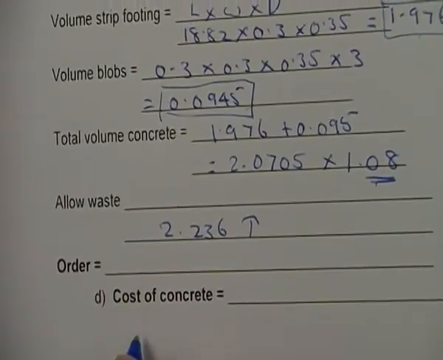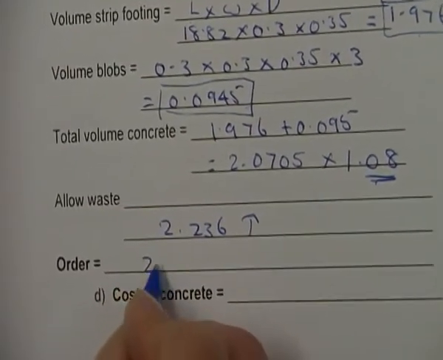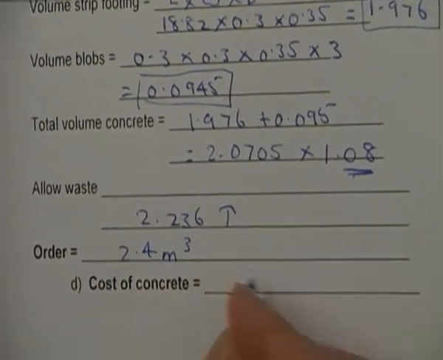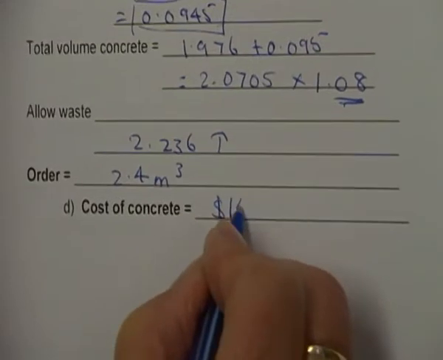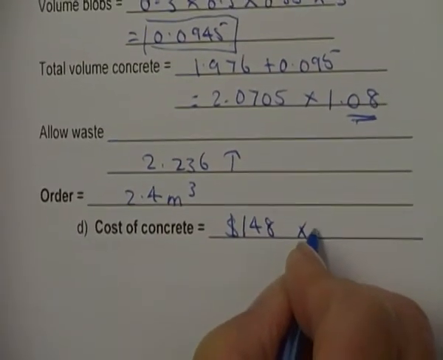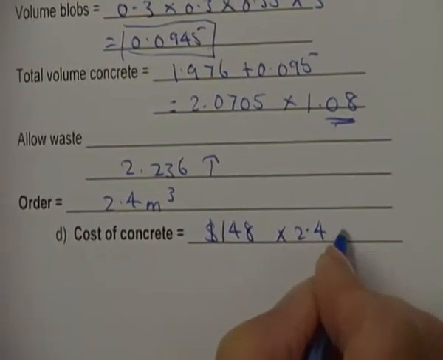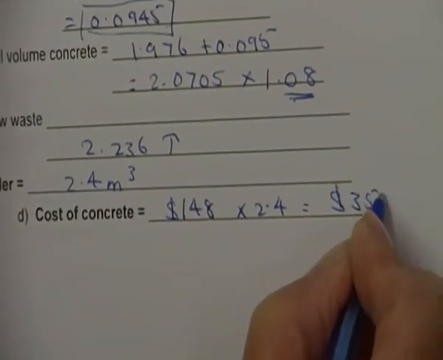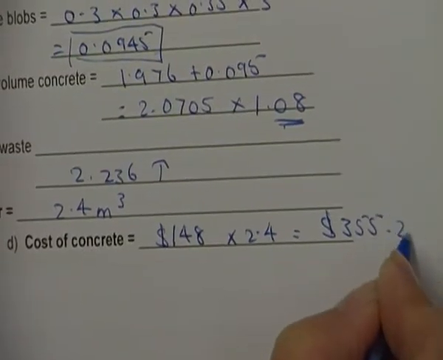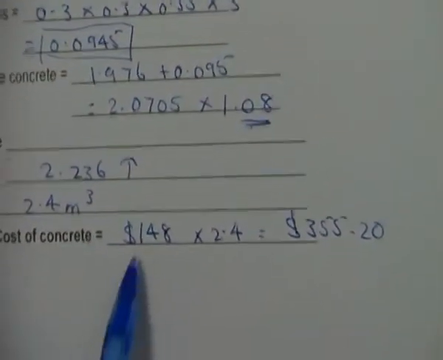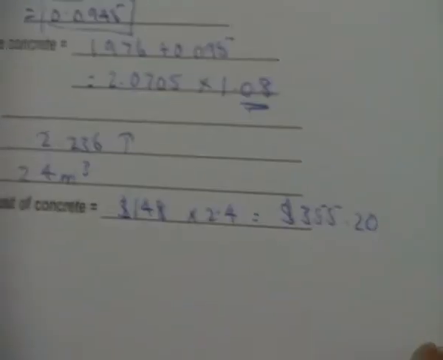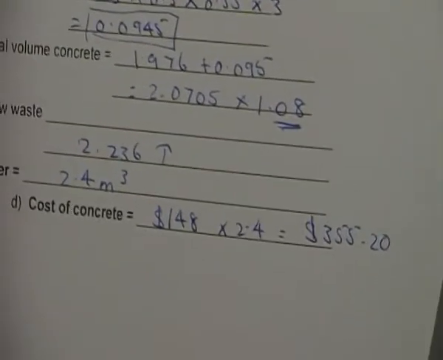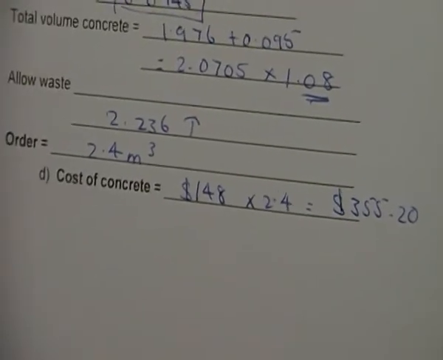Now I'm remembering it's concrete. I get an order of 2.4 metres cubed, and the cost of the concrete is $148. I'm going to times it by 2.4, so it's going to give me $355.20. That concrete's cheap on today's price. It's probably $2.50 a cubic metre now. Okay, now we've done the spoil and the concrete.